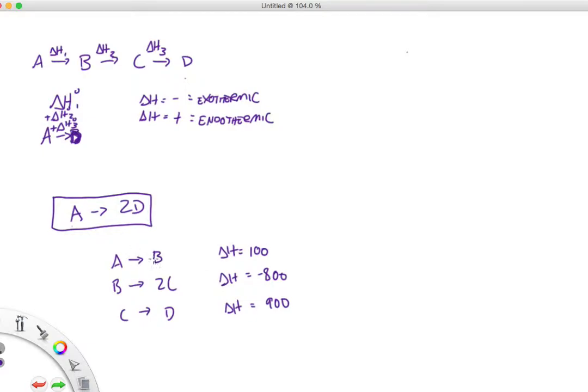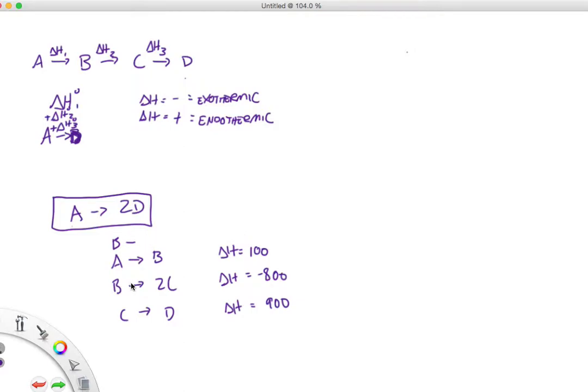Another thing you can do is switch these two terms around. You can say, all right, I don't want an equation going from A to B. Instead, I want an equation going from B to A. Well, it's possible to switch this around. You just have to make sure that you switch the sign over here. This delta H would then be negative 100. Okay, but I'm not going to do that right now.